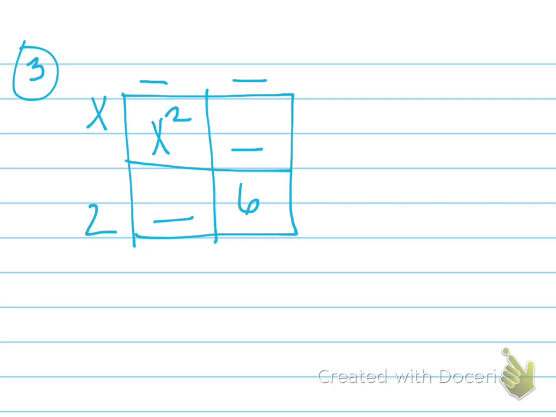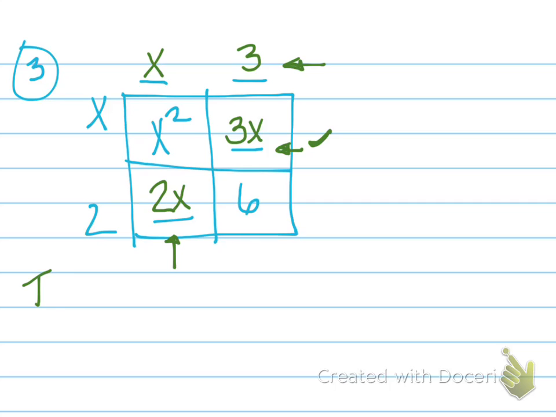So, same idea. To make x squared, I'd have to do x times x. I can't fill this in yet because I don't know what I'm multiplying x by. This I can now fill in because I have 2 times x, which is 2x. And then I can fill this in because in order to get 6, I need to multiply by 2, so 2 times 3 is 6. And now I can come back to this one down here and say 3 times x is 3x.